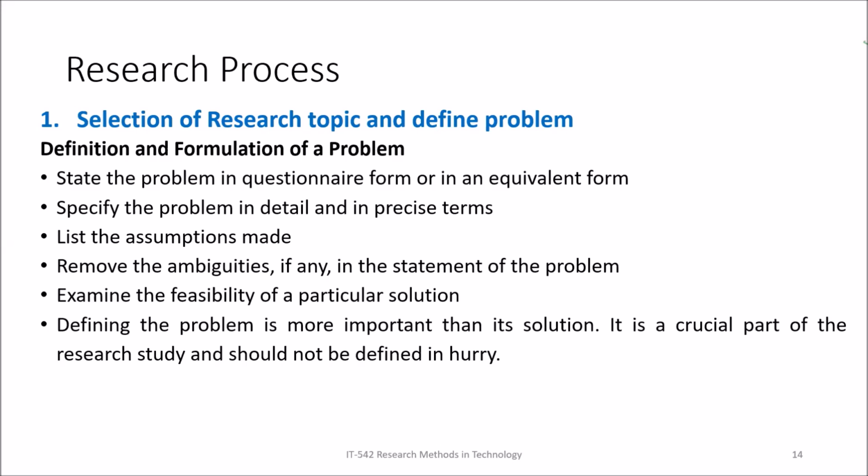Then specify the problem in detailed and precise terms. We have to justify why this problem has occurred. Like I said, you have to show some graphical data, like from 1999 to 2019, these are the ups and downs in project development. Why have these problems come? Because of poor estimations in the software industries. So you have to specify the problem precisely.